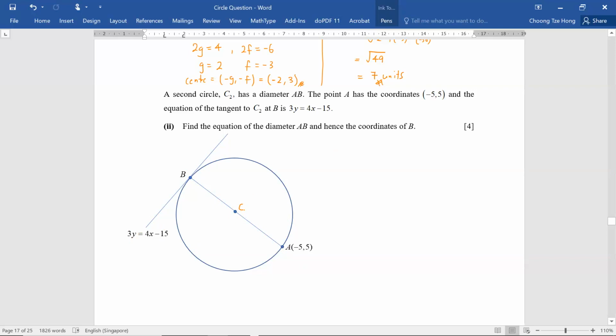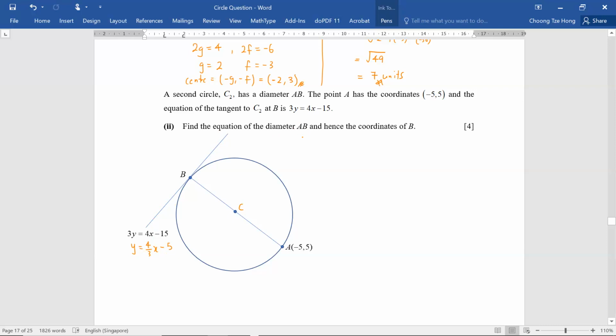Okay, so I roughly know that I've drawn this tangent diagram correctly, because if I make y the subject, then the gradient of this line is positive. So positive gradient, so it should be going outwards this way. All right. Okay, so find the equation of the diameter AB.